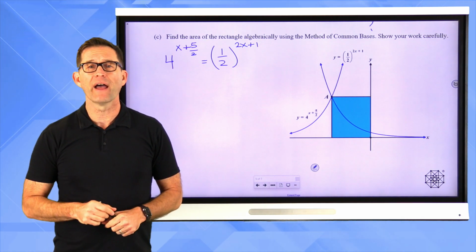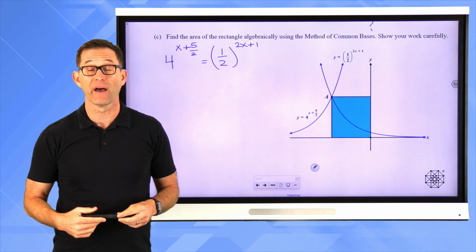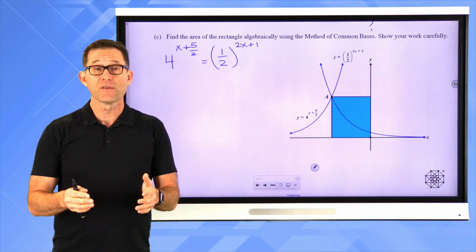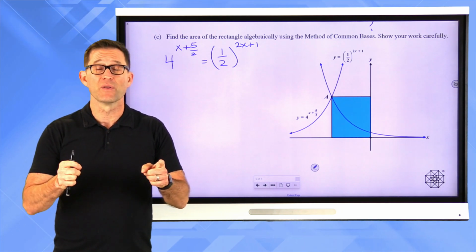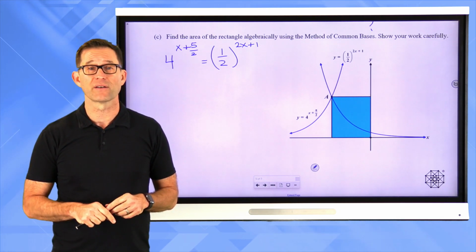Pause the video now and see if you can solve for the value of x, and if you can, then use the value of x to find the value of y, and once you have those two, see if you can then figure out the area of the rectangle.